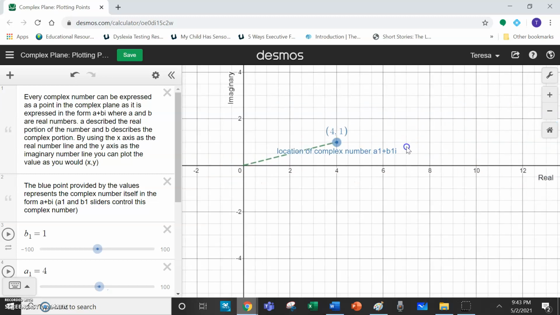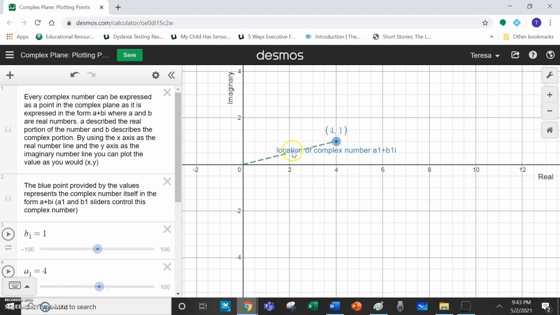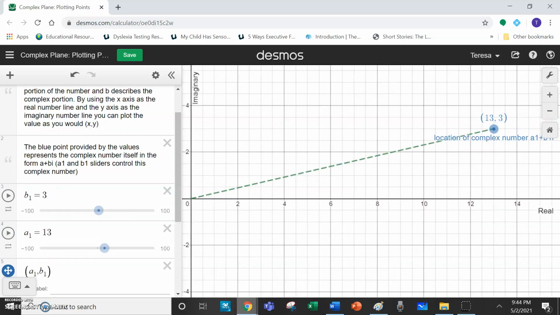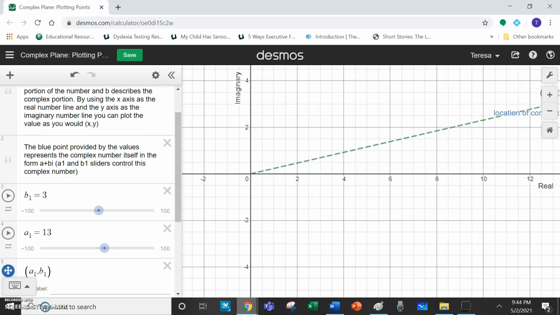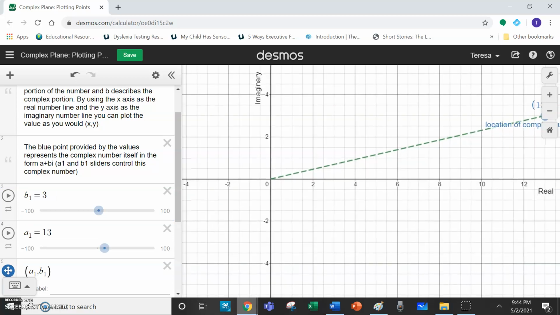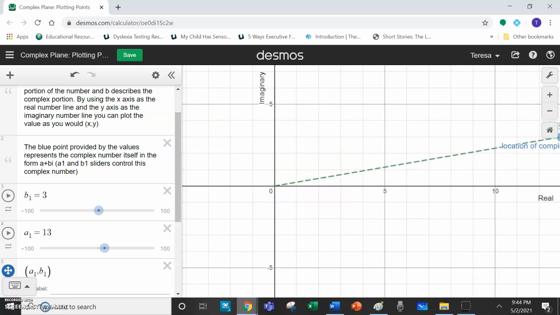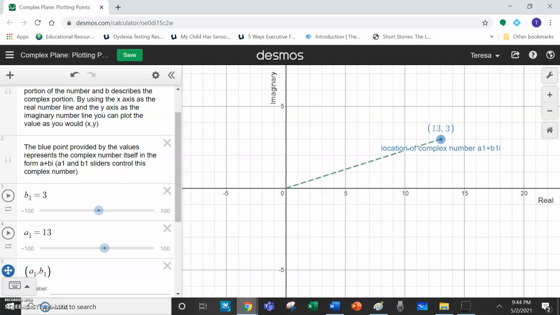Or the other thing I can do is remember that the way that the complex number is located, you have the a and then the b. So my a would be my real number, so I can change that 4 in here to 13, and I can change the b to 3, and that would then give me the same thing. Remember, I can also always zoom on a large scale or choose either the real axis or the imaginary axis to zoom to help you see it.